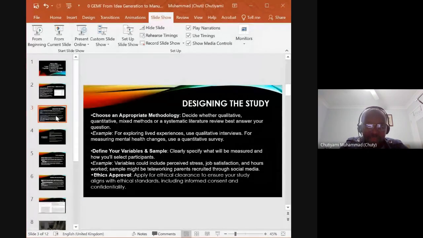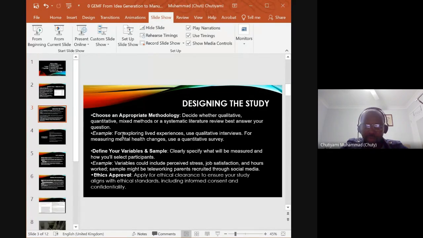So choose an appropriate research method. Remember, within the domain of social sciences, we can either do a qualitative research, or a quantitative research, or a mixed method research, or we can even do a literature review where you don't go anywhere. You sit down, formulate the research, and publish it in a very good journal. I will show you an example at the end of my slide.